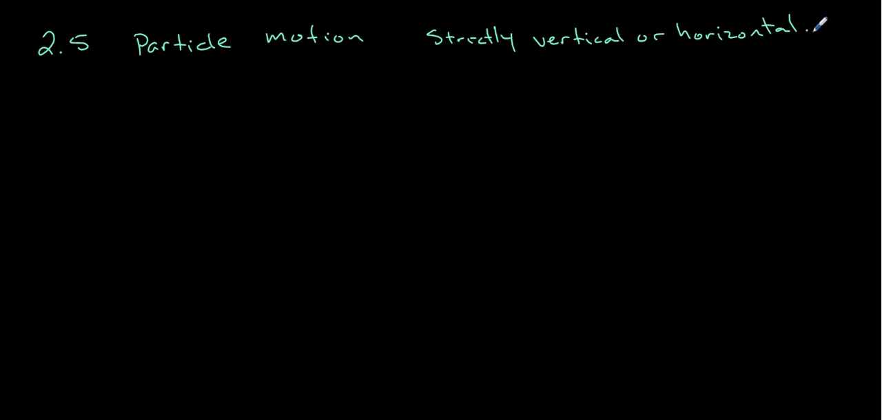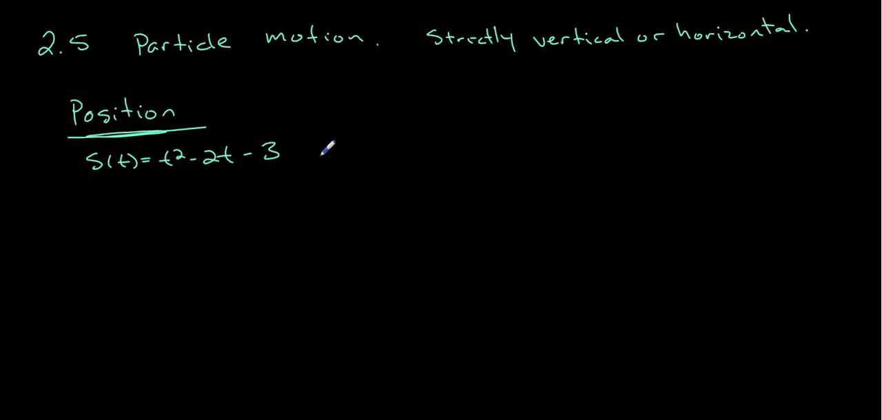For 2 dimensions. All right, let's look at a position function. Usually position is S of t, right? We talked about that already, right? Let's say S of t equals t squared minus 2t minus 3. Let's show the position on a number line.